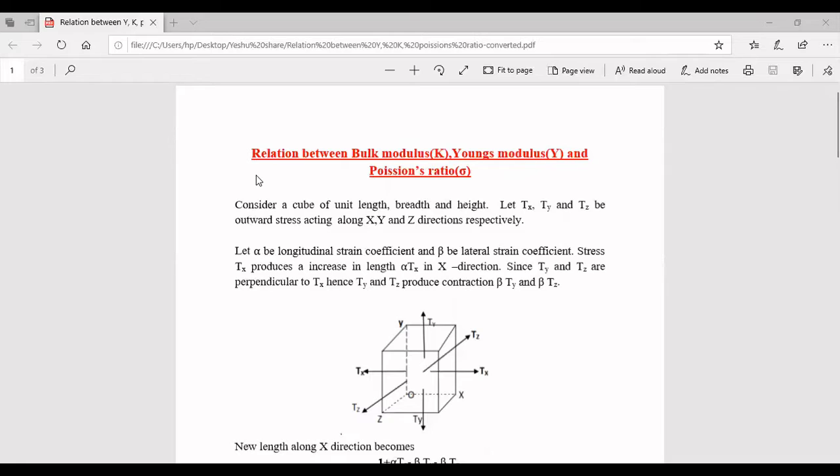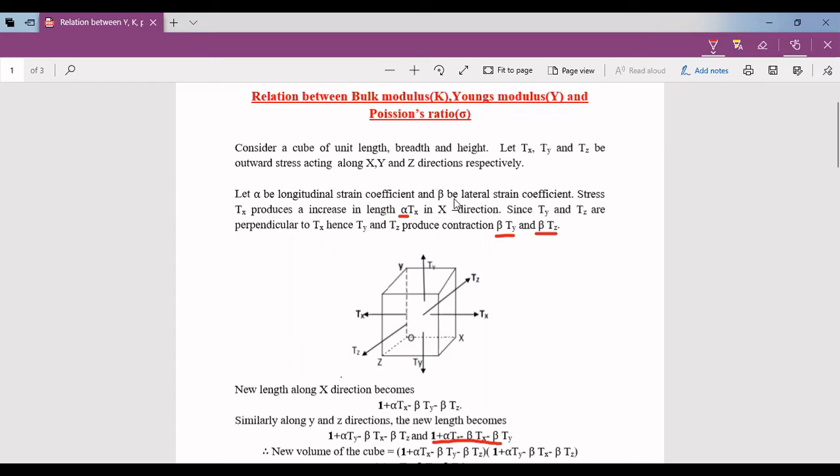To understand the relation between bulk modulus, Young's modulus and Poisson's ratio, let us consider a cube. The cube has unit length, unit breadth and unit height. Let us consider a stress. Let Tx, Ty and Tz be the outward stresses acting along the x direction, y direction and z direction. So you are applying a stress along x, y and z directions.